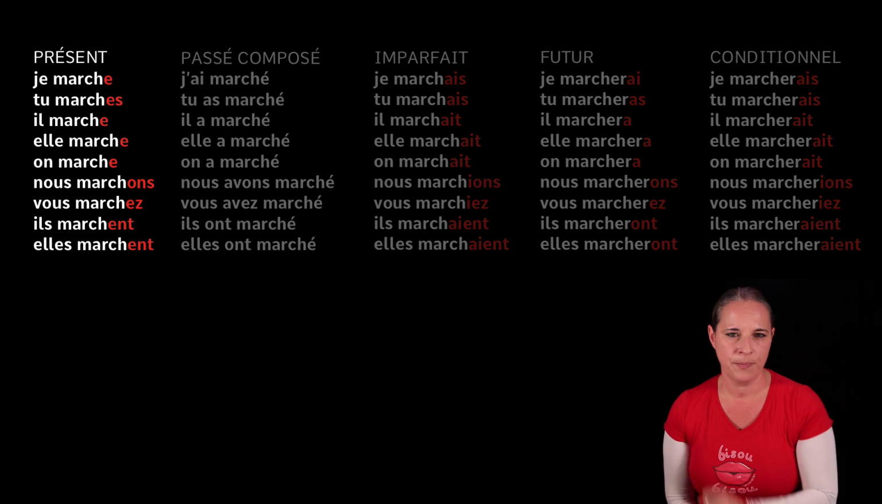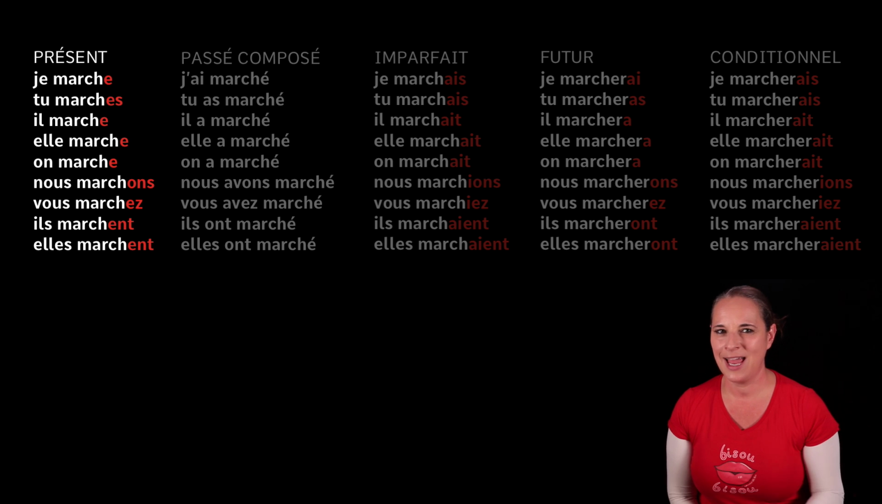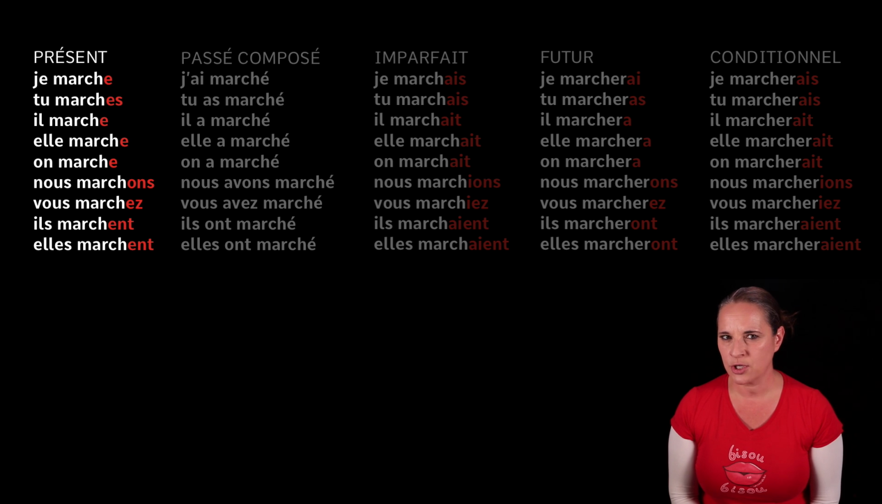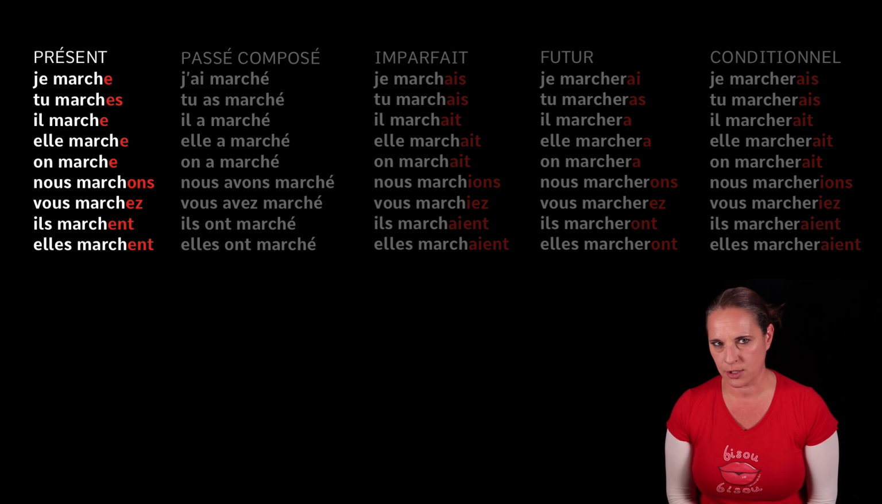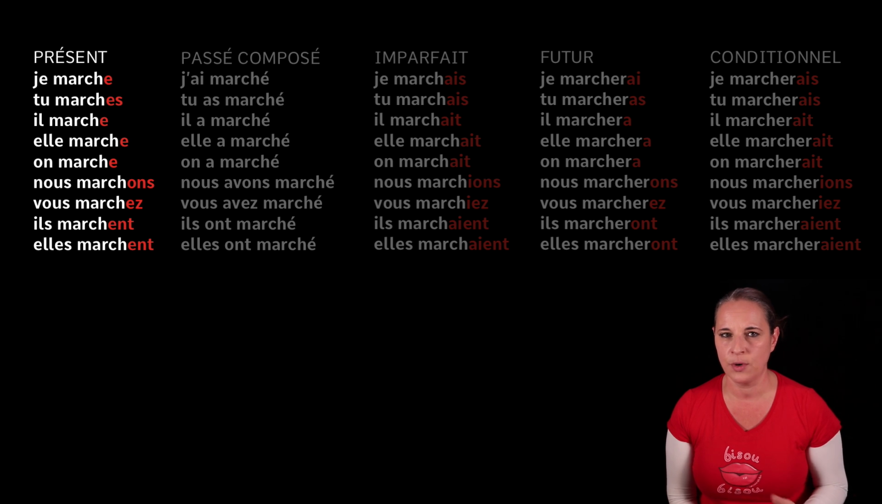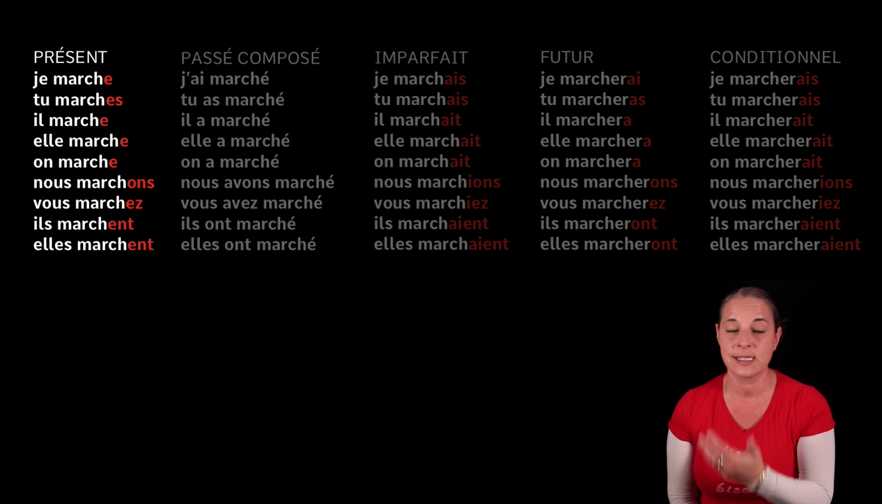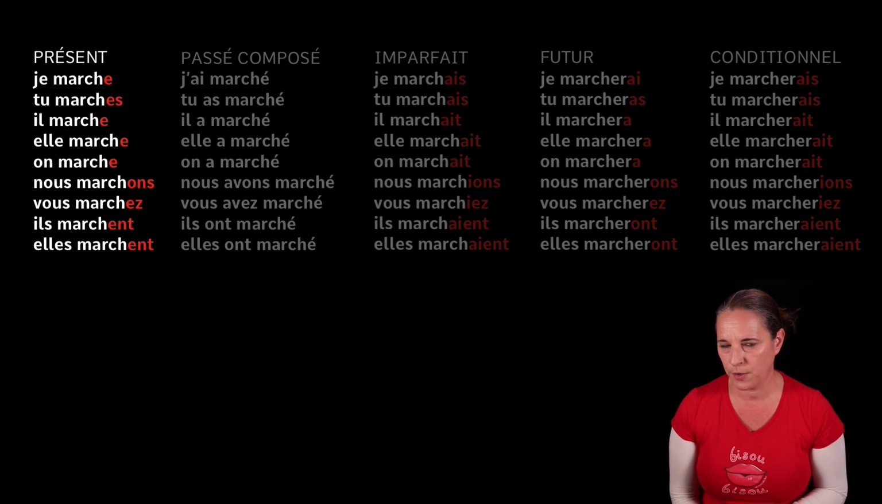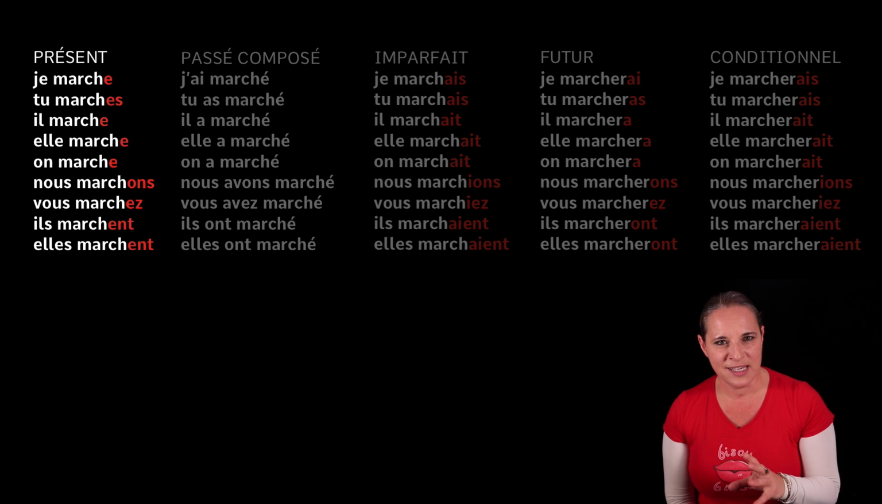Je marche, tu marches, il marche, elle marche, on marche, nous marchons, vous marchez, ils marchent, elles marchent. So basically we are saying I am walking or I walk, you're walking, and so on. Have a look at the endings for the ER verb. They are very simple. It's E, ES, E, ONS, EZ, ENT. Okay. Now this is simple enough.